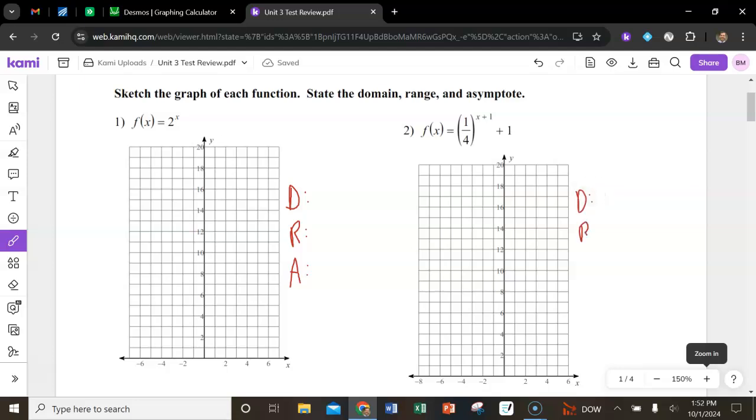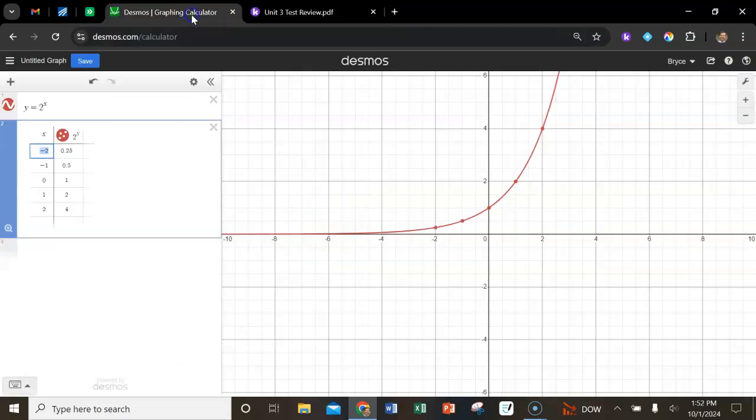With all exponential functions, the domain is all real numbers. So for both of those, it's all real numbers. You can find the range and the asymptote from your graph.